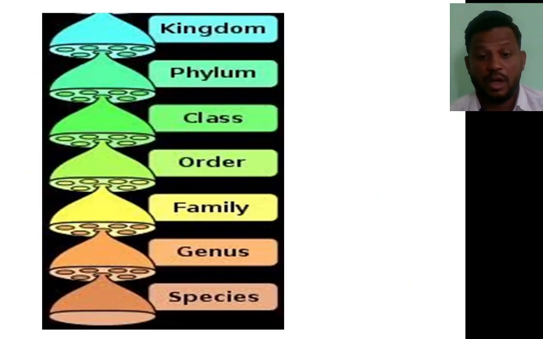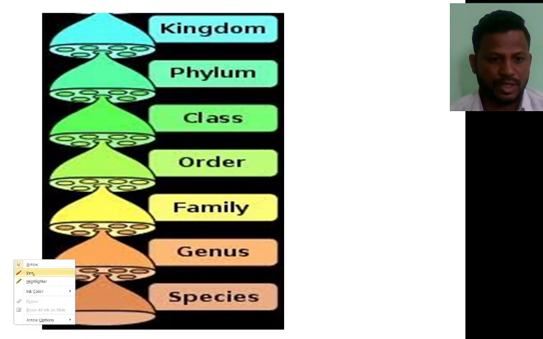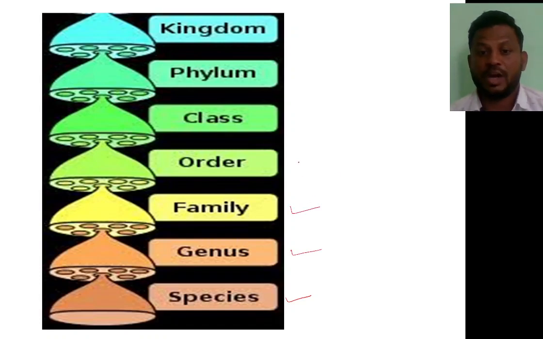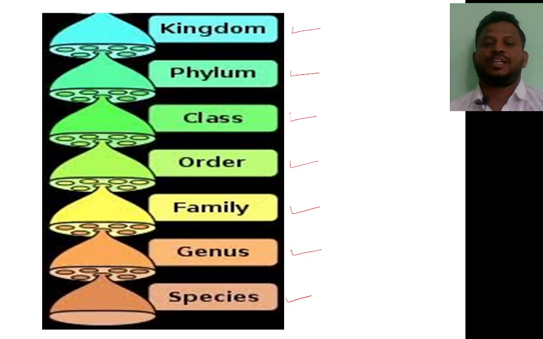Let us see how they are. First here, dear students, we are going to study the species. We see what type of species it is. After that, we see the genus. We categorize them in a family, or in an order. After that, we categorize them in classes, then in the phylum. And the last category is known as the kingdom.